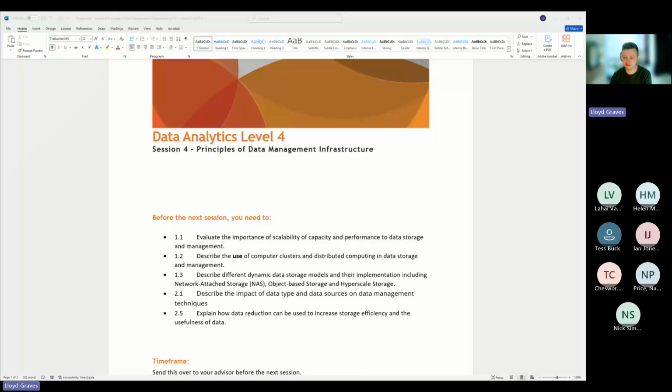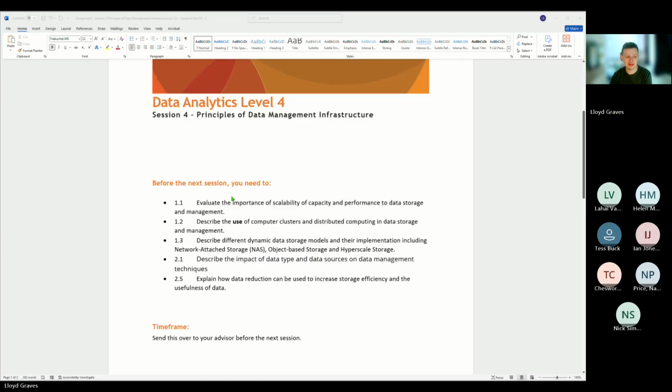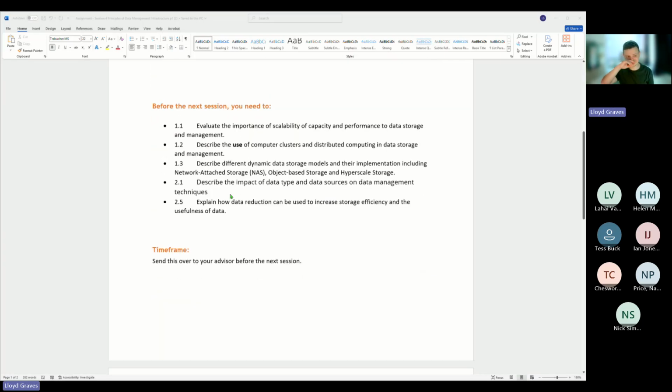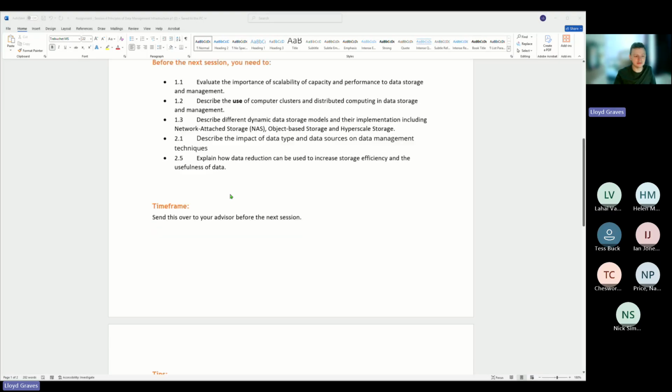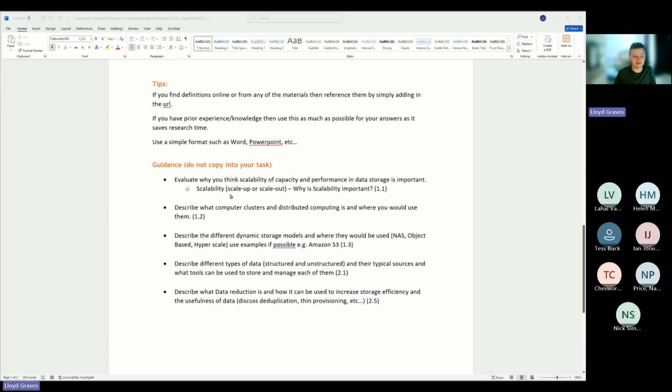Okay, so this is the first assignment document. It's called P1 Part 1. It's covering these 5 criteria. This is 1.1 to 1.3, as well as 2.1 and 2.5 for principles of data management. I'll read through the questions below to kind of give you an idea of what to do.